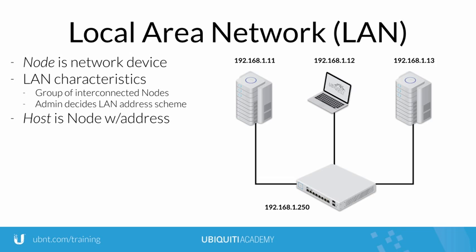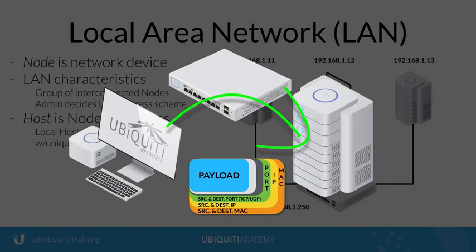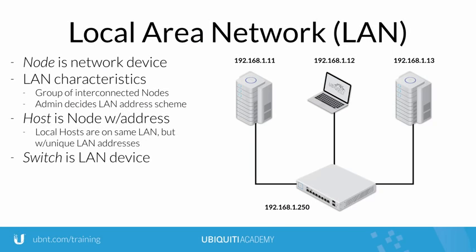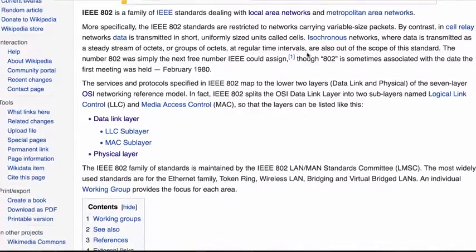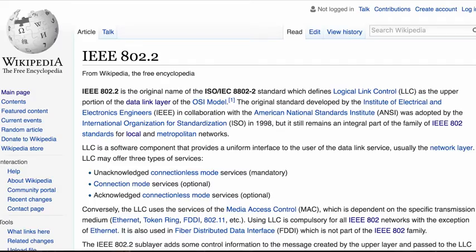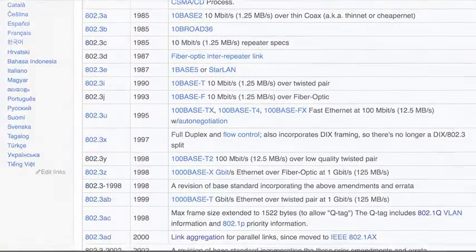The contents of host traffic are identified by its unique network address. Although local hosts share common address characteristics, each host's traffic is identified by its unique network address. In general, a network switch is a node that increases the size of the LAN. Whenever local hosts connect to switch ports to communicate locally, the switch acts as a local segment. The International Standards Group, IEEE 802, including 802.2 and 802.3, discusses LAN technology in great detail.